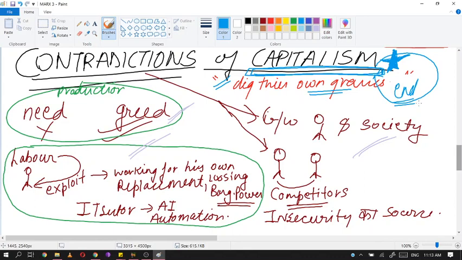Man created society so that man's needs can be assured. But you are not producing according to need. Production is a social thing. It is a social activity. For that only, society is there, for production. But you are not producing according to need. You are producing according to greed.